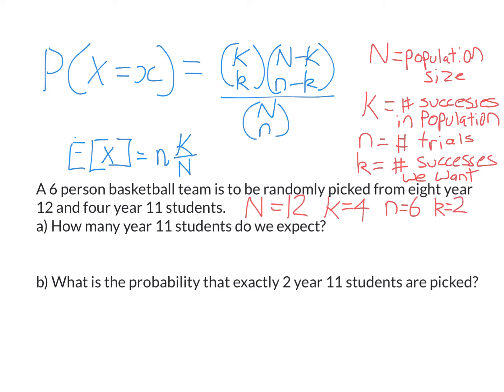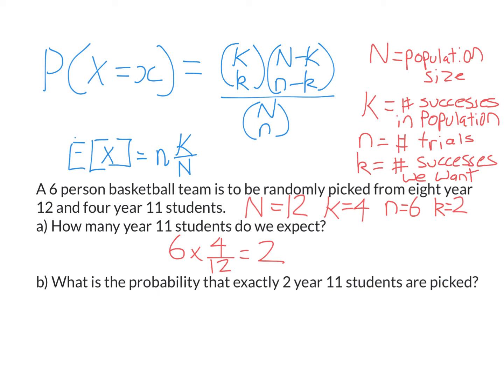So how many year 11 students do we expect? Well, it's just little n times big K over big N. So it's 6 times 4 over 12, which is 2. Now this makes sense, right? Because 4 out of 12, or 1/3 of the total pool of students, was year 11. So we expect that 1/3 of the 6-person basketball team will be from year 11. So we expect 1/3 of 6, or 2 of them, to be from year 11.